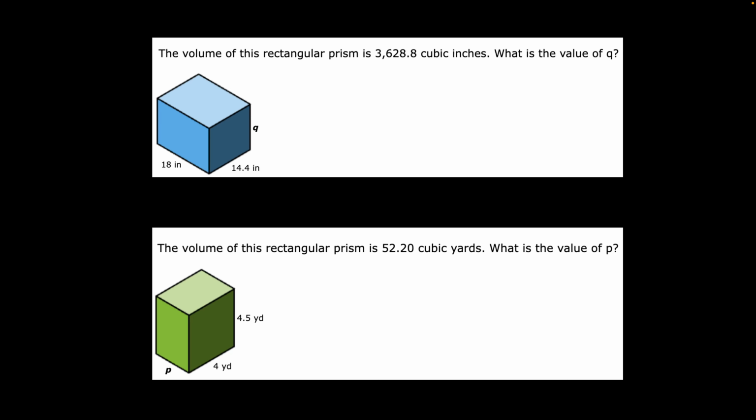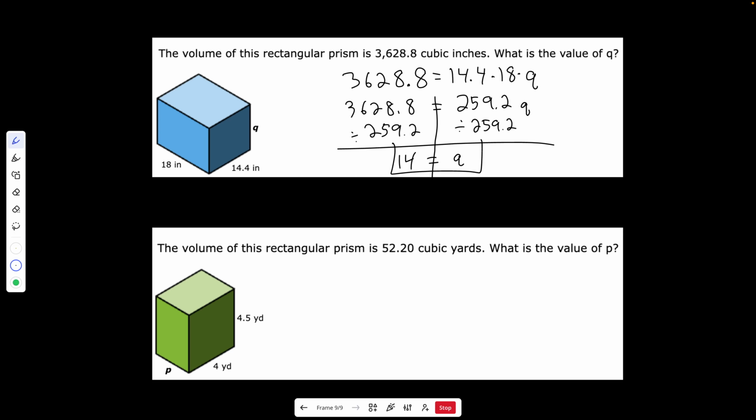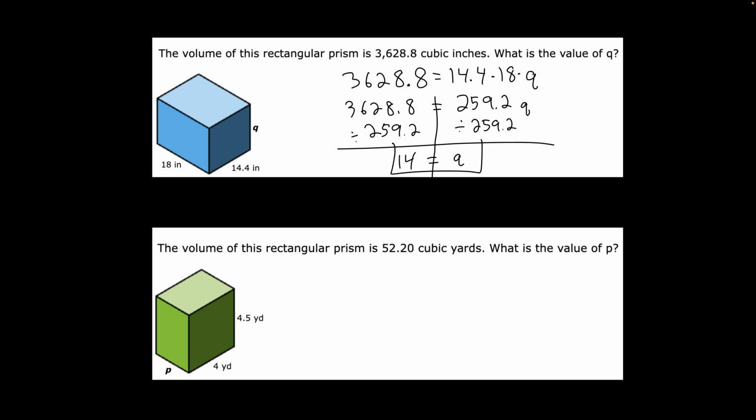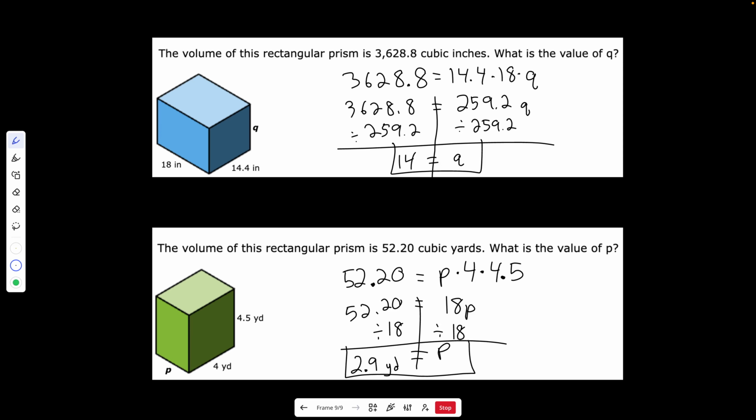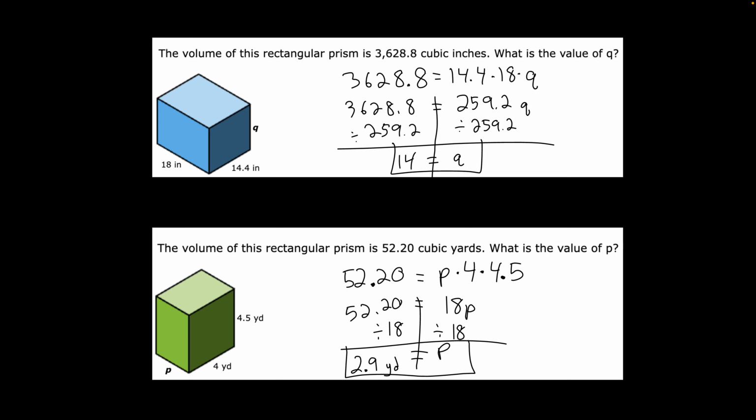Okay, now that you've had time to work these problems, let's check your solutions. Okay, for the first problem here is the work. You should have gotten that Q equals 14. And for the second problem here is the work. You should have gotten 2.9 yards.